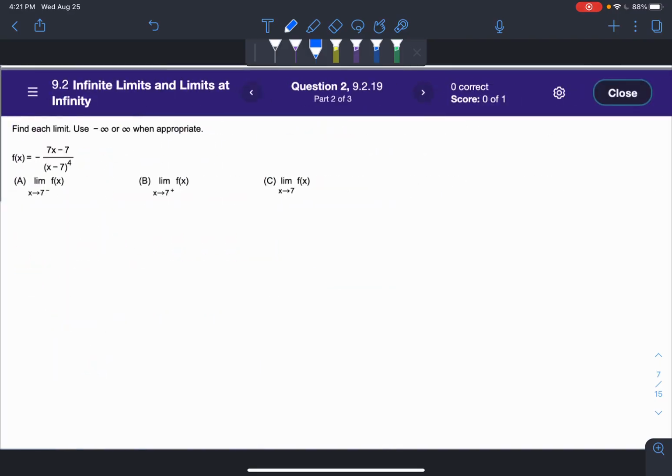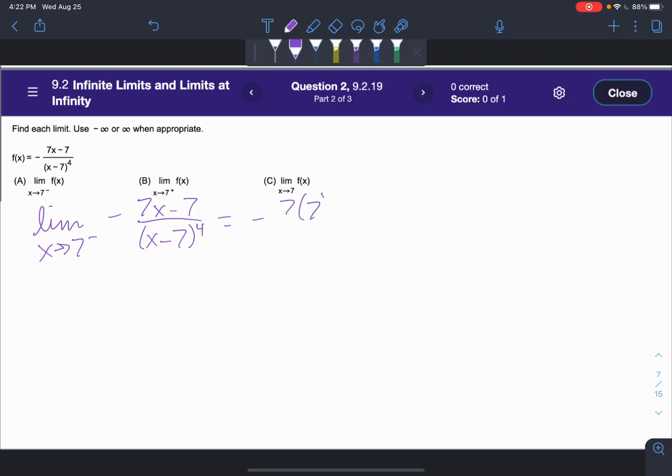Okay, so let's practice another one. So here we have the limit as x approaches 7 from the left of minus 7x minus 7 over x minus 7 to the 4th power. So again, if we try to plug in 7, we will definitely get into a little bit of an issue because this right here will lead us to a divide by 0 error. So we can't exactly plug in here.